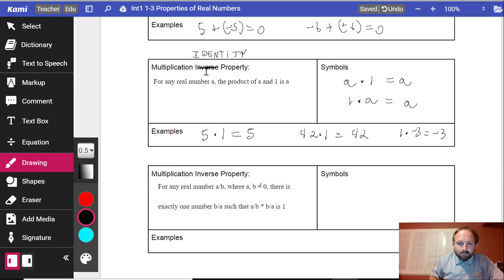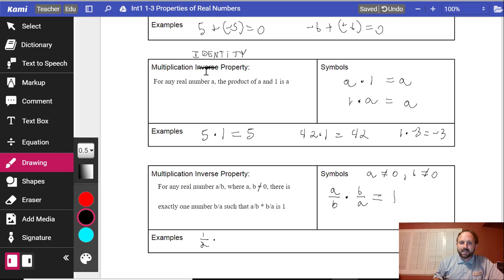What does that mean? Well, okay, so a doesn't equal 0 and b doesn't equal 0 because you can't divide by 0. So let's look at this one. All right, they're saying a over b times b over a will equal 1 because they will cancel out. Let's show some examples.